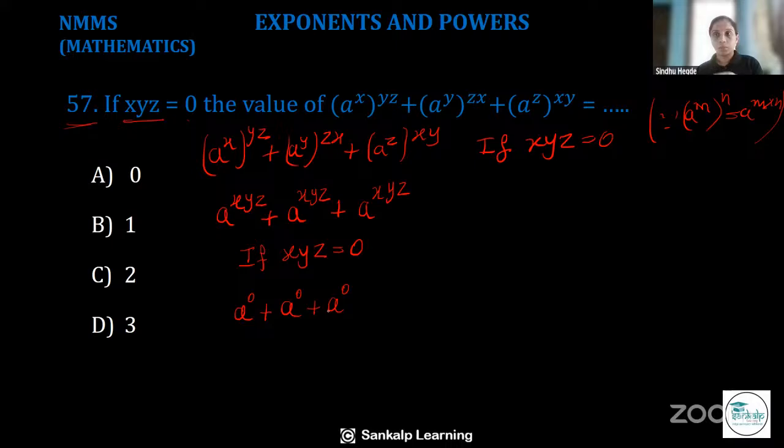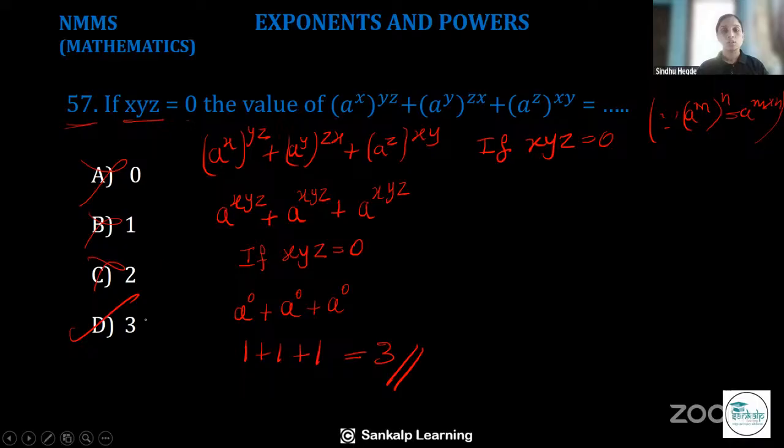Any non-zero number raised to the power of 0 is always equal to 1. So a raised to 0 is 1, plus a raised to 0 is 1, plus a raised to 0 is 1. Finally, we get 1 plus 1 plus 1 is 3. So here option D is the correct answer. Remaining all are wrong. Thank you.